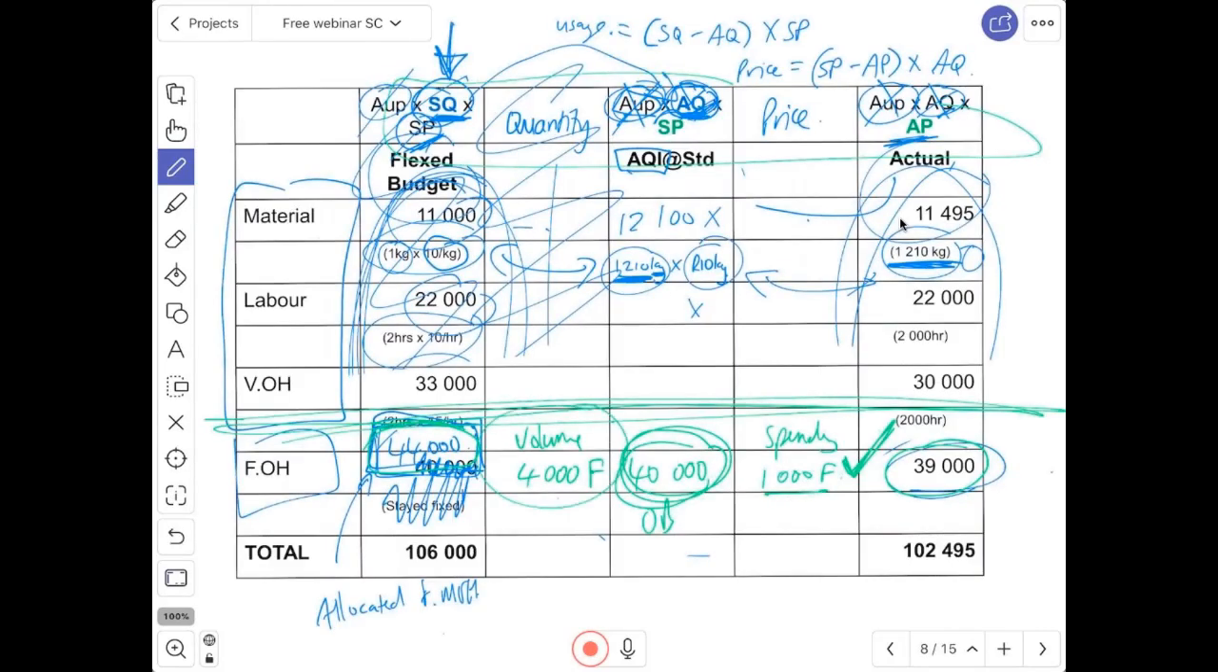And why is it favorable? Because we squeezed out more units with a fixed cost. And that's why this 4,000 is favorable. If we produced less units, this would have been less than 40,000. So then this would have been an unfavorable variance, and that would have been bad because we got less units from the same fixed cost. And that's how I always remembered our volume variance.